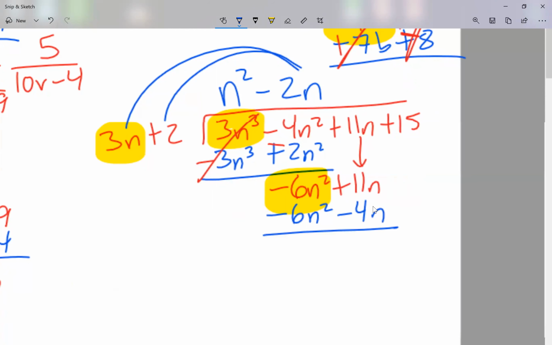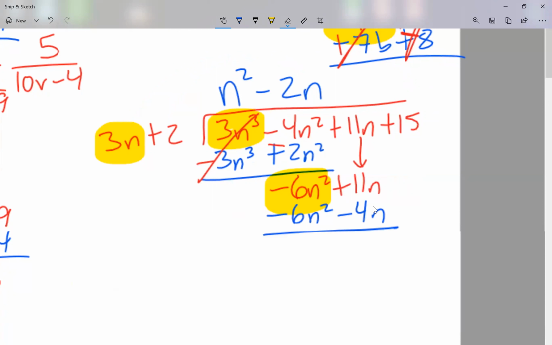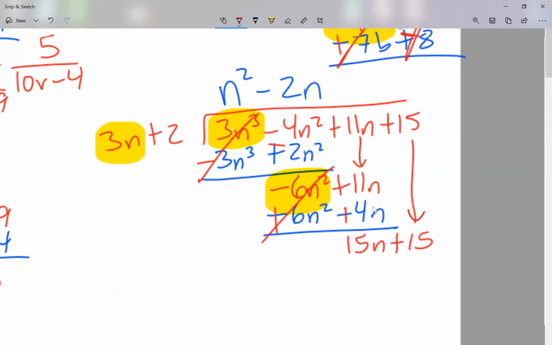And I'm going to subtract these two polynomials. Okay, let me erase this line. Now I know when I subtract polynomials, I change the sign of the second polynomial. Negative 6 plus 6 is 0, so that cancels out. 11 plus 4 is 15, so I'm going to call this 15n plus 15. Notice I brought the next term down.